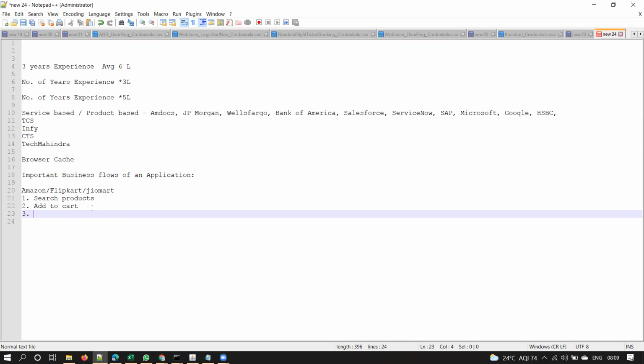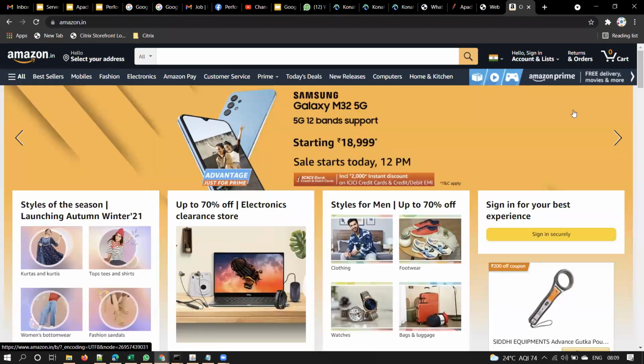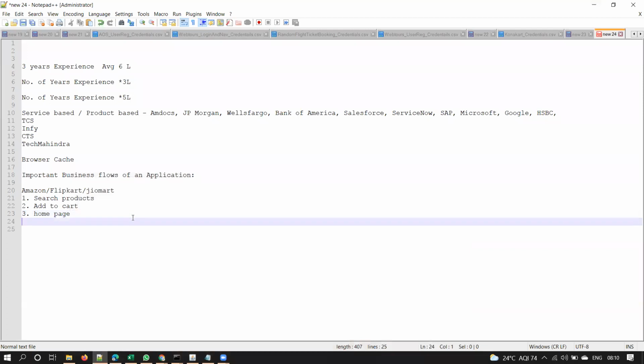Some people may just visit the home page to check any offers. They just visit the home page, check if there are any offers or not, and leave the page. Yes or no? And if they add to cart, what is the next step?